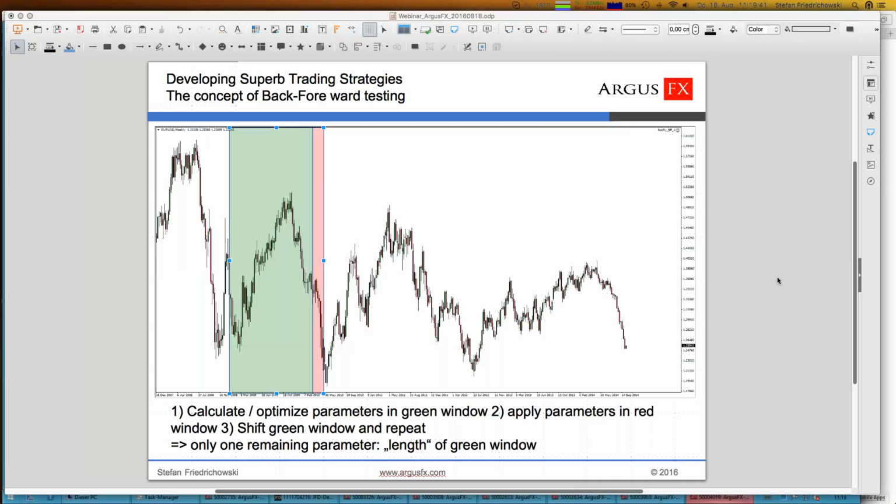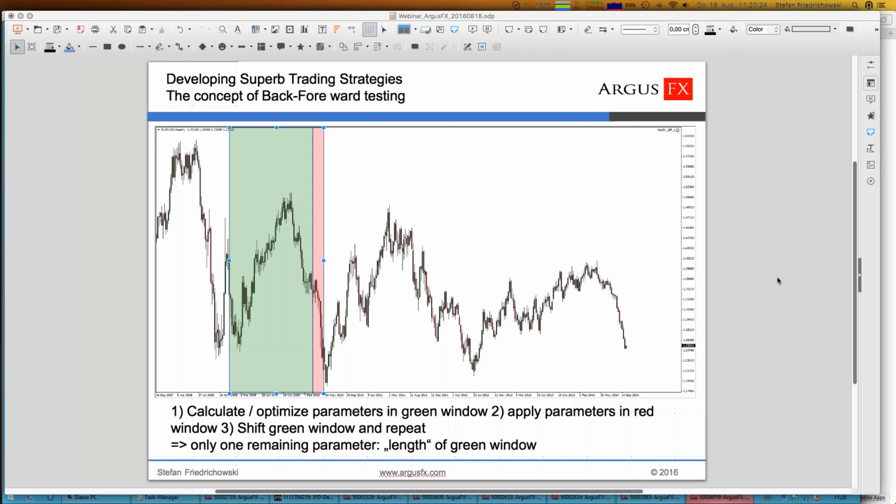Just a second, I got a question here. Somebody indicated we have 2 parameters remaining here. That is the length of the green box and the length of the red box. And that is very true, but we can reduce those two parameters ultimately to only one, because the red box can go down to exactly, let's say, 1 day or one trade or whatever. It may depend on the strategy.